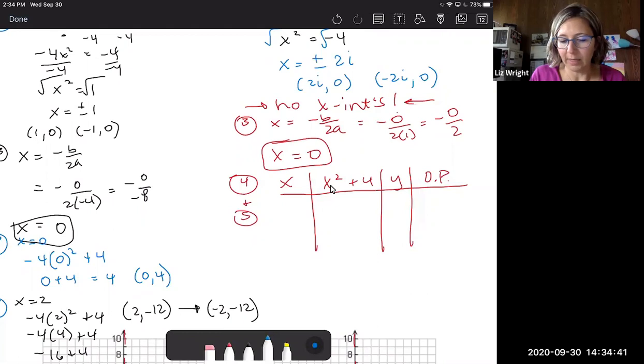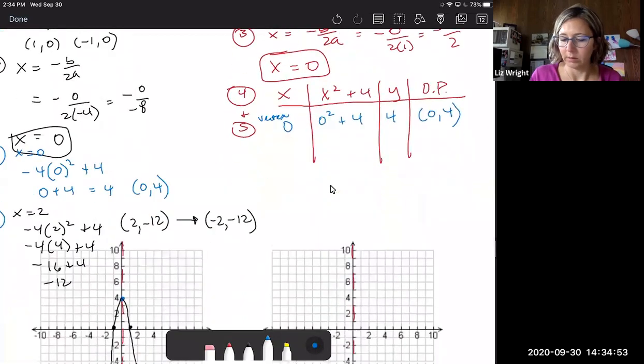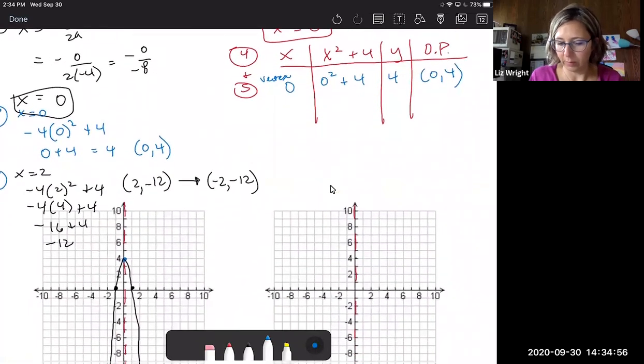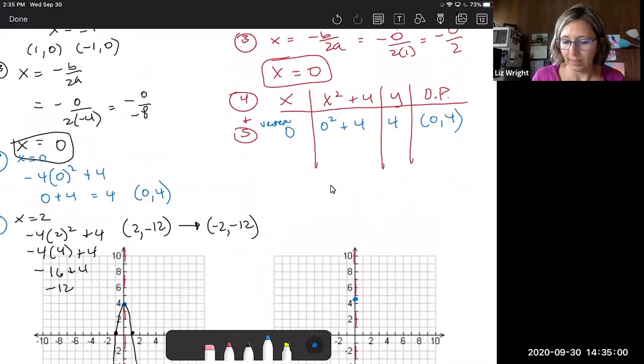So here's my vertex in this one. So this is really my step 4 right here. So x equals 0. It's going to be 0 squared plus 4. That's going to give me 4. My ordered pair is going to be 0, 4. So let me go plop that in there. And see, it moved again. Irritating. All right, so there's my step 4. Step 5 is coming right here.